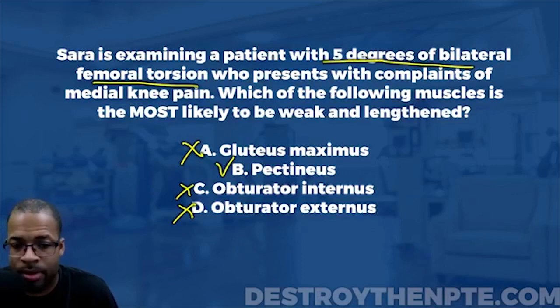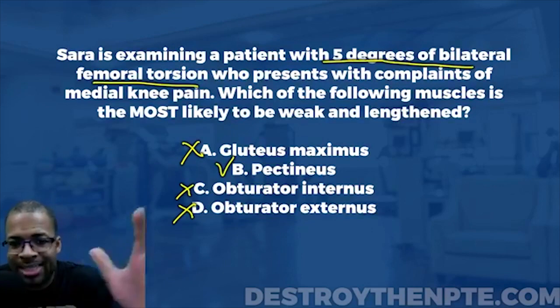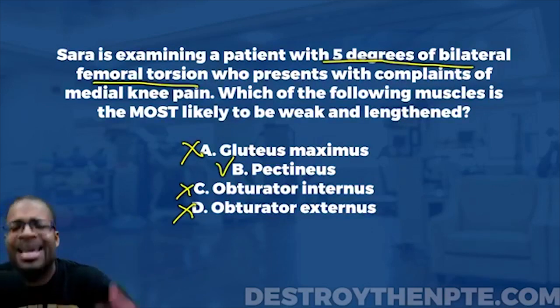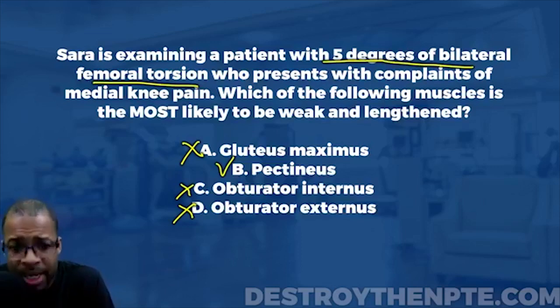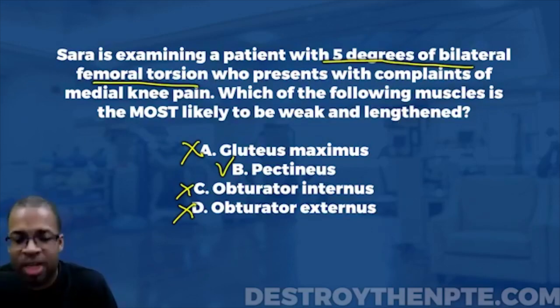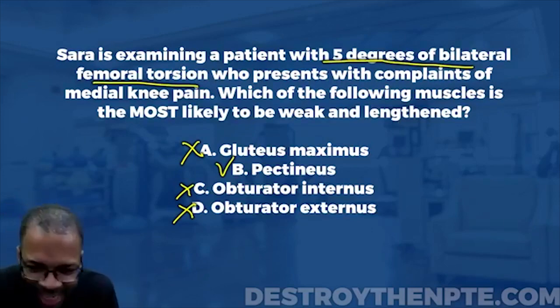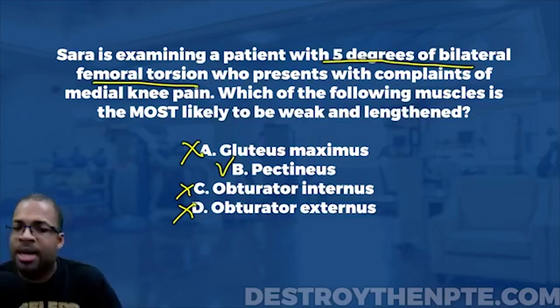All right? So in all, really what this question is asking you is, which one of the following answer choices is an internal rotator? Or which one of the following answer choices is going to be the one that would be considered lengthened and weak? The only one is B, Pectineus. So if you selected that, congratulations. For those of you who didn't, that's okay.